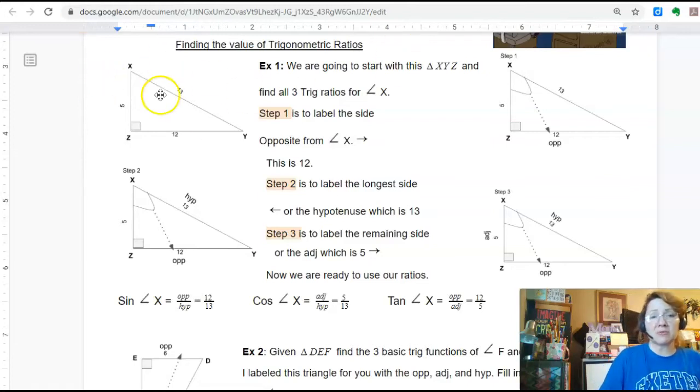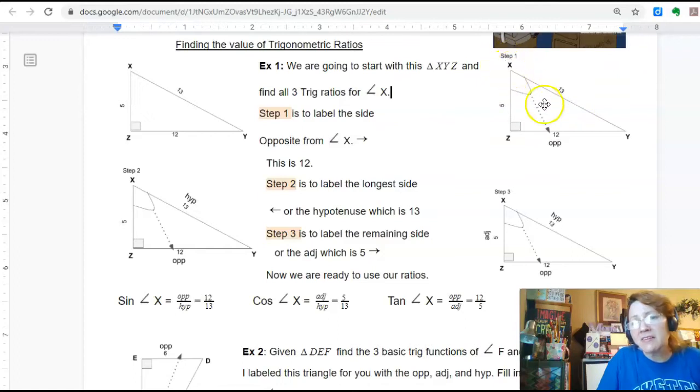So we're going to start with this triangle right here. It's a 5, 12, 13 right triangle. The first thing we're going to do is look at angle X. Let me just, it's not working, but that's okay. So here's my angle X right here, and I'm looking for the side that's opposite to it, which is 12.